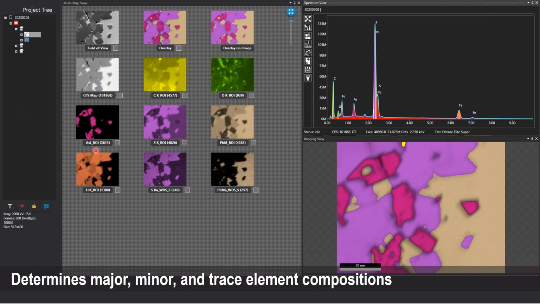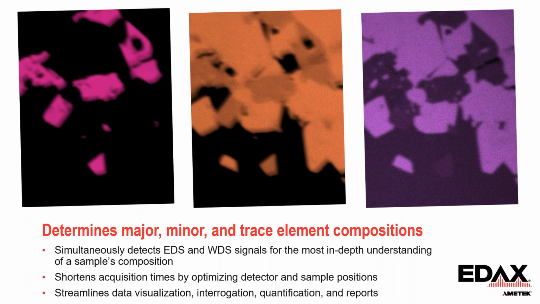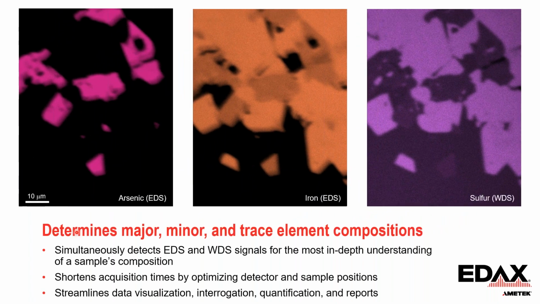This is the mapping tab of APEX 3.0. This is simultaneous EDS-WDS mapping. These element maps are captured by different techniques. Here, the arsenic and iron are collected by the EDS detector, and the sulfur map was collected by the WDS detector.